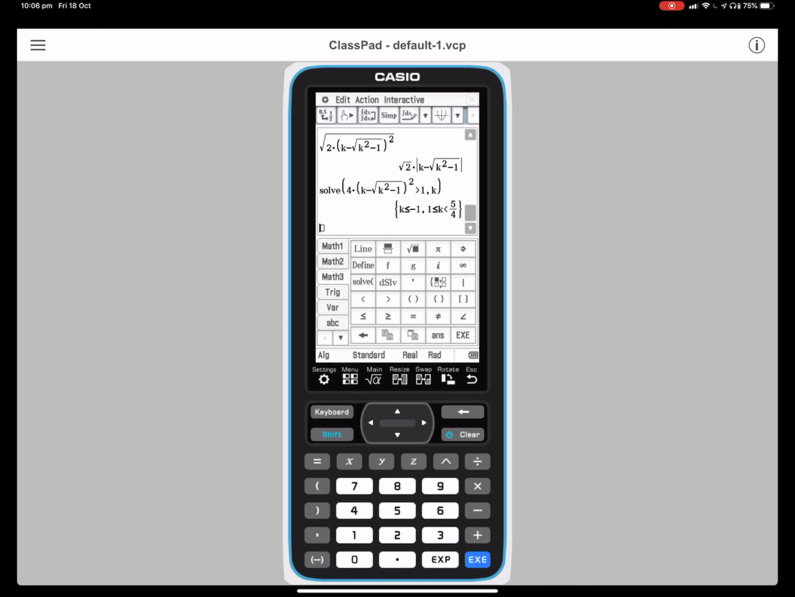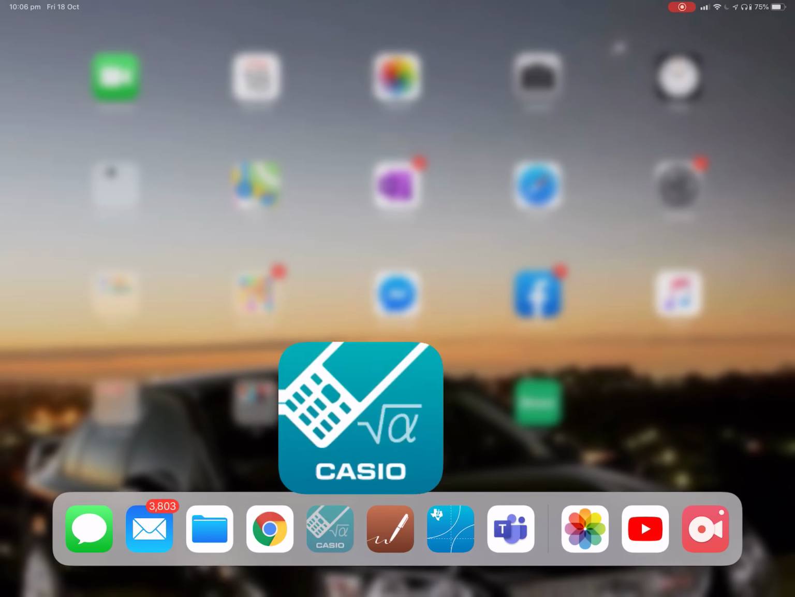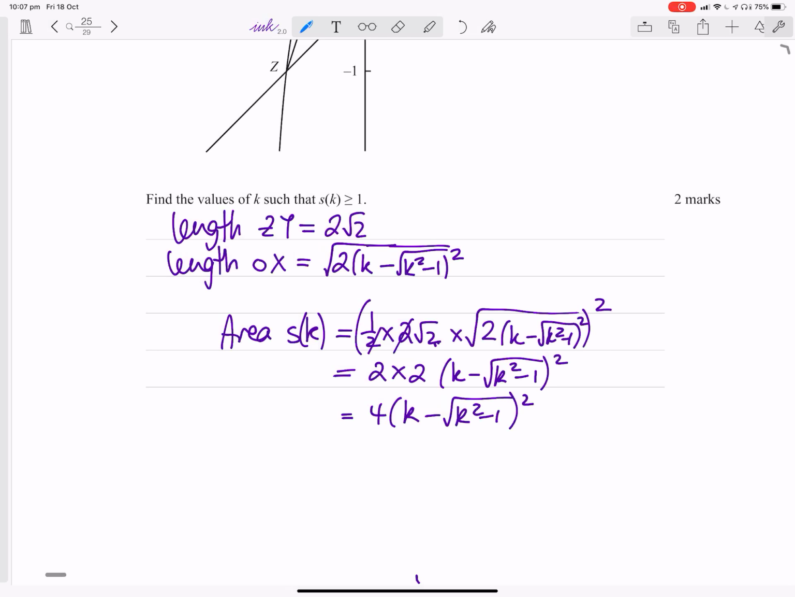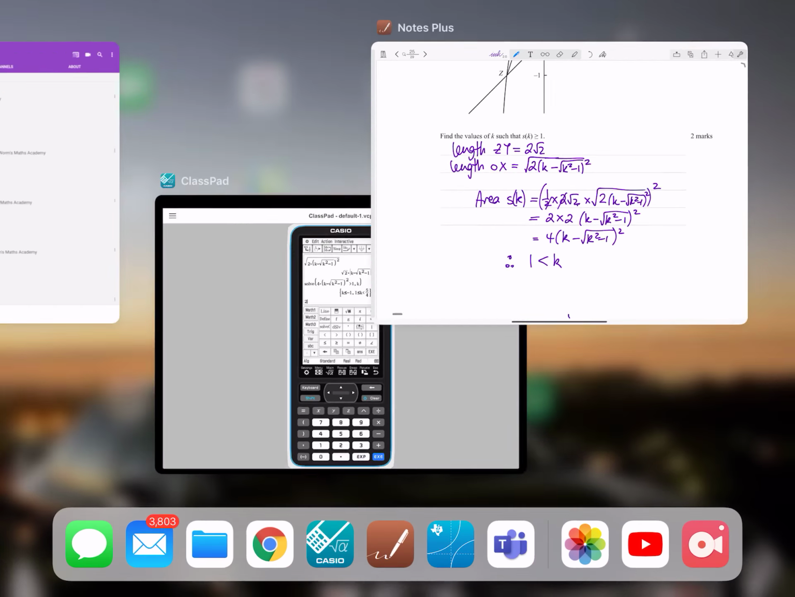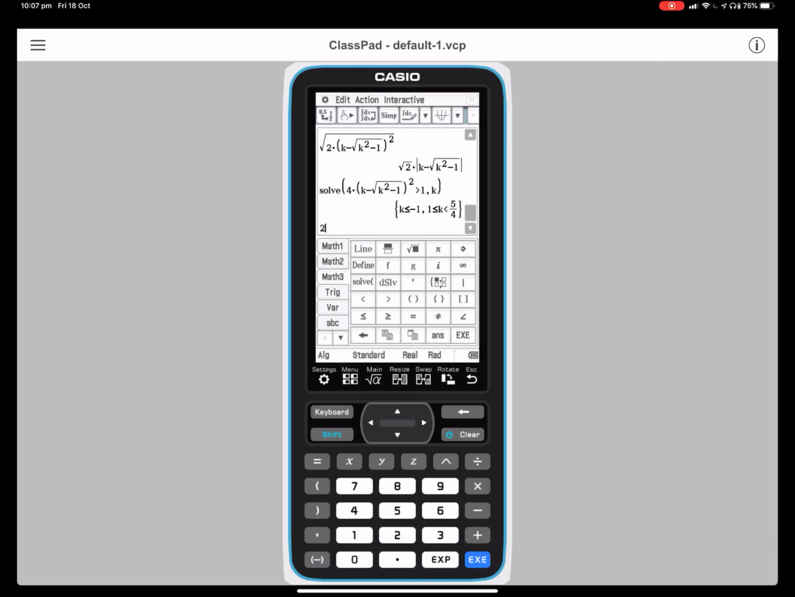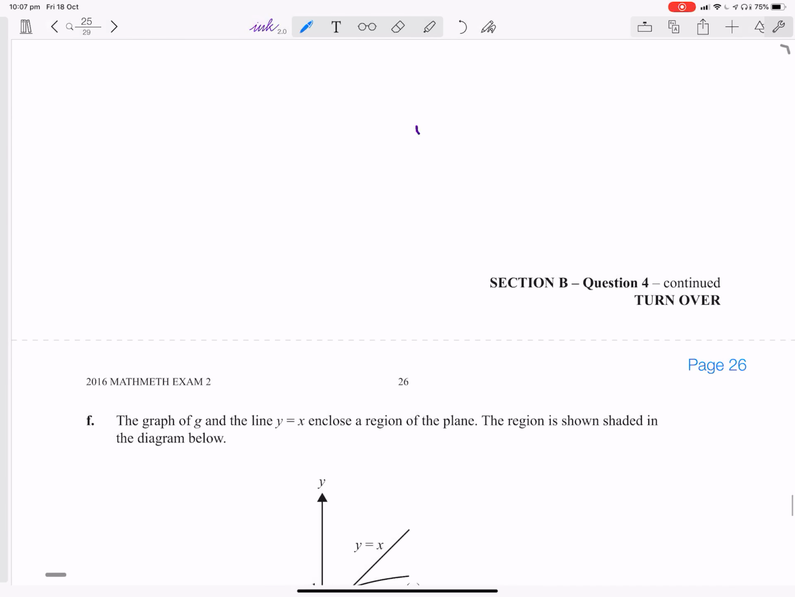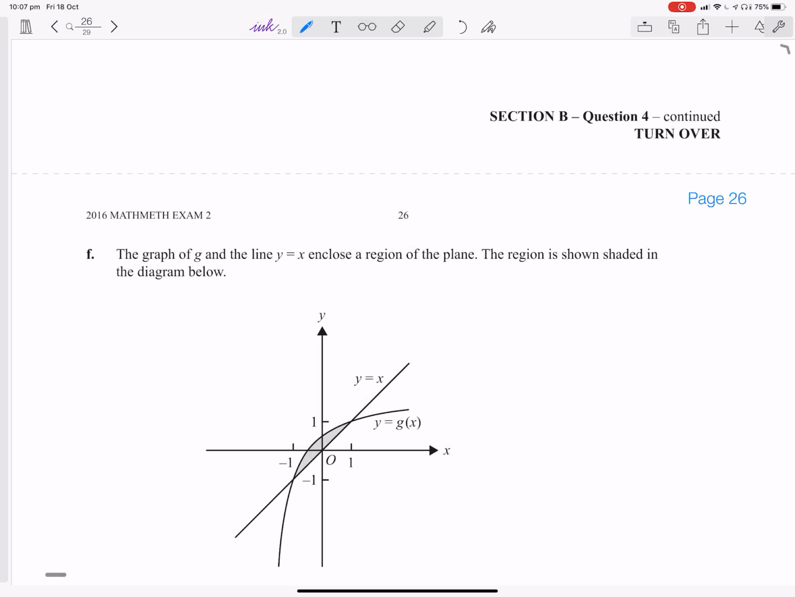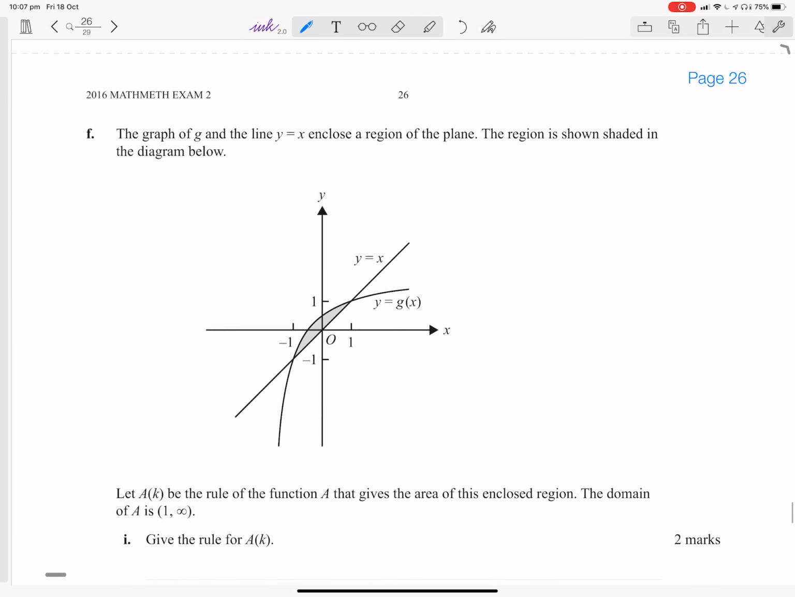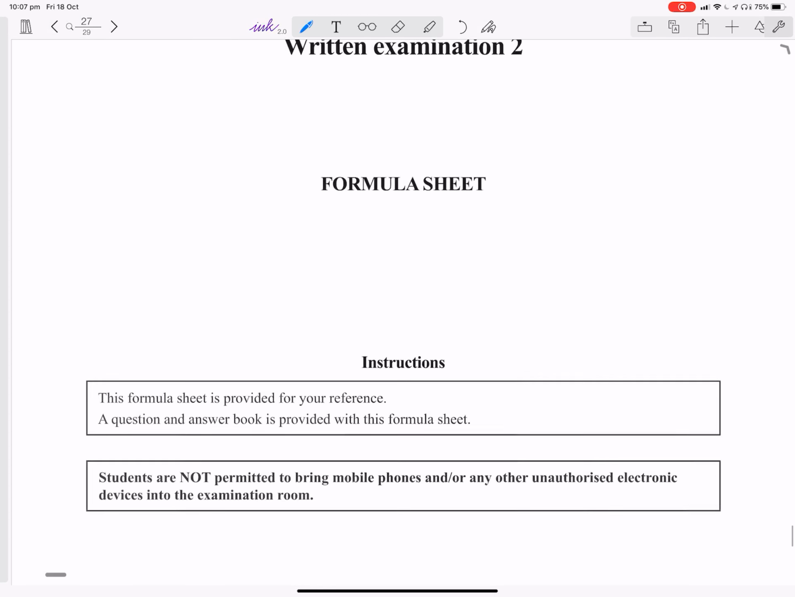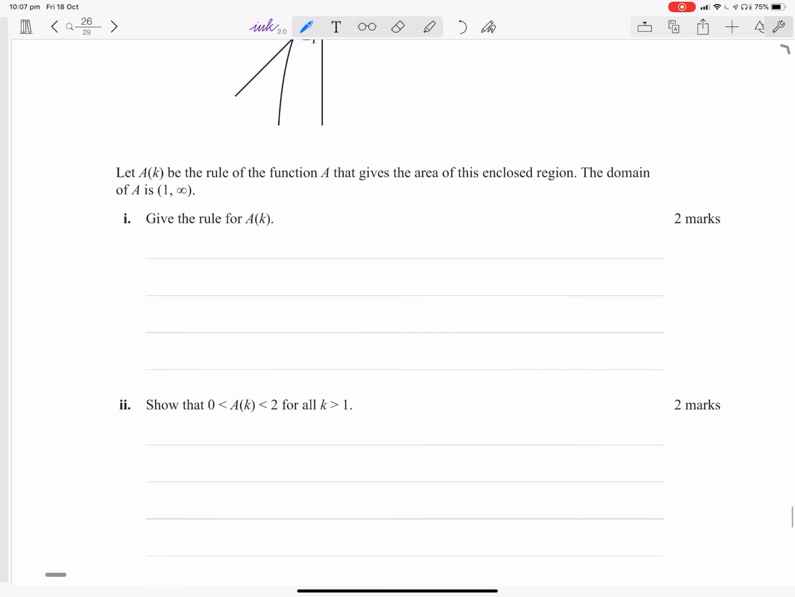Okay, so k can't be less than negative 1. So 1 is less than or equal to k, which is less than 5 over 4. Therefore, 1 is less than... Is that what it was? The iPad's annoying me. 1 is less than or equal to k, which is less than 5 over 4. Okay, we're nearly there, thank God.